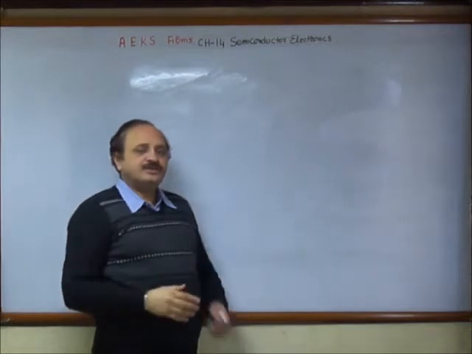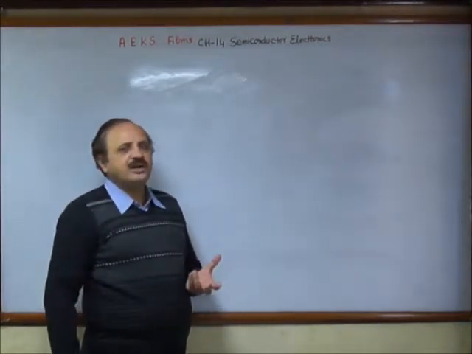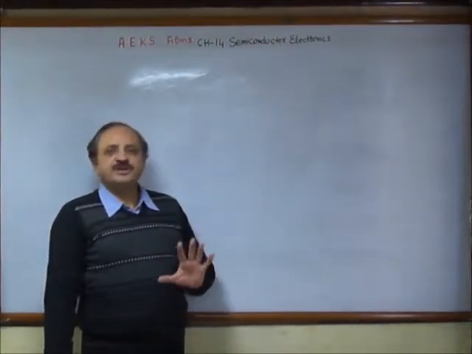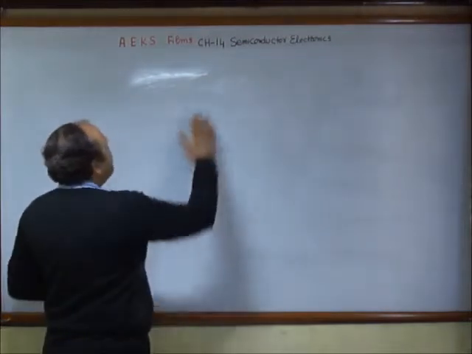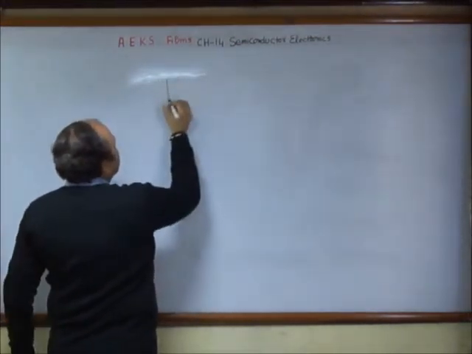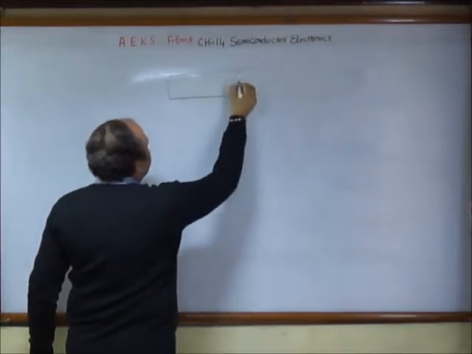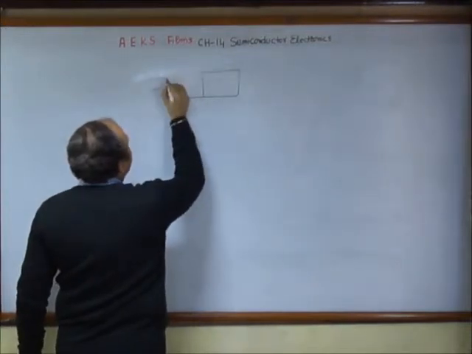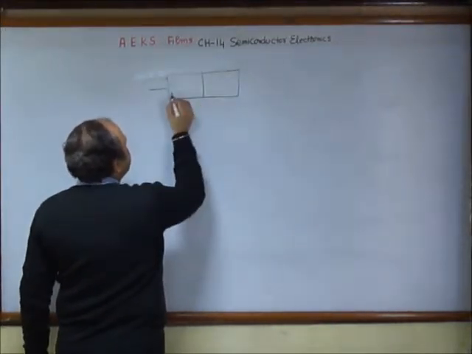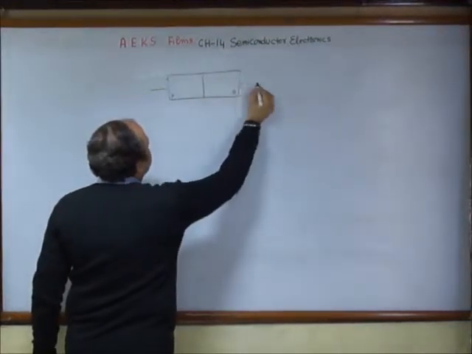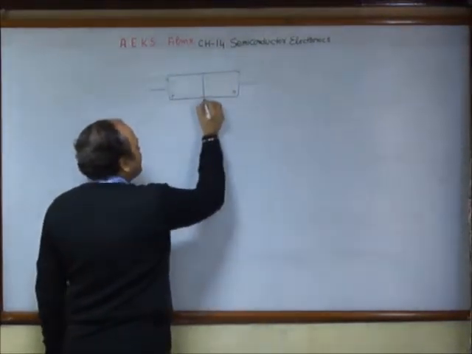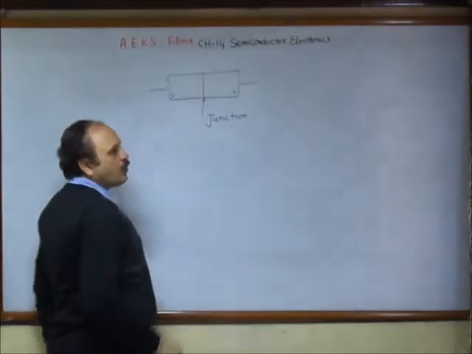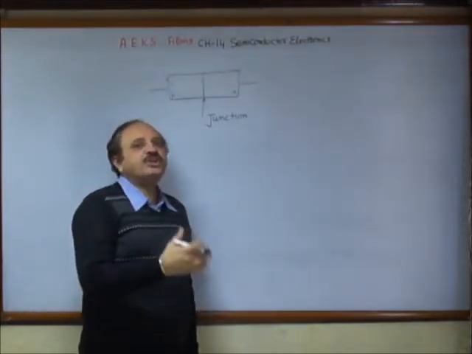If I show it on the schematic diagram, as I told you, we are not taking the actual three-dimensional geometry. For simplicity, we are doing it with a schematic diagram where we are showing a PN junction as a slab. One portion is P-type and the other portion is N-type. This is the P region and this is the N region. And this boundary is called the junction. That's why sometimes it is called the junction diode.